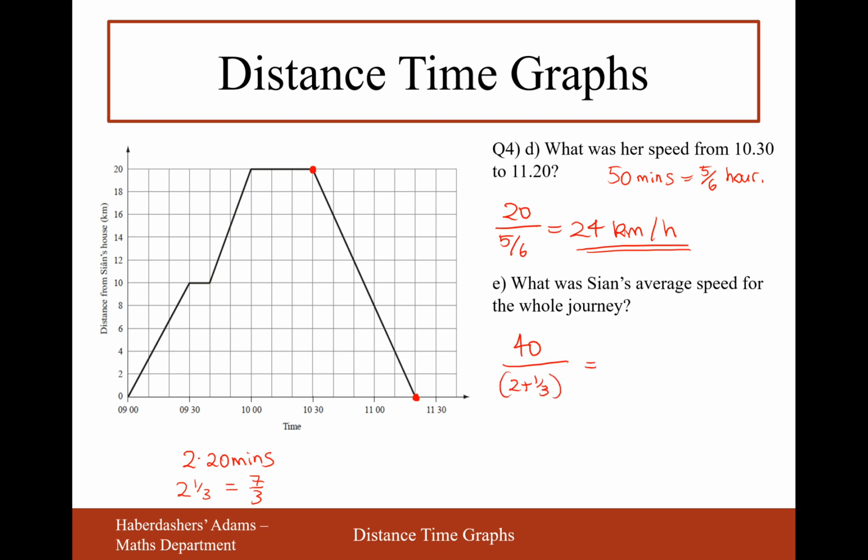You can do that on your calculator. 40 divided by answer, in my case, is going to be 17.1. 17.1 kilometers per hour on average, including the time she was resting for.